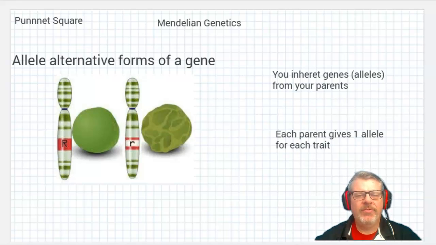In the picture, what it shows you is a wrinkled pea and a round pea. So each one of those is an allele. Round is an allele. Wrinkled is an allele. You get your genes or your alleles from your parents, and each parent gives you one allele for each trait.